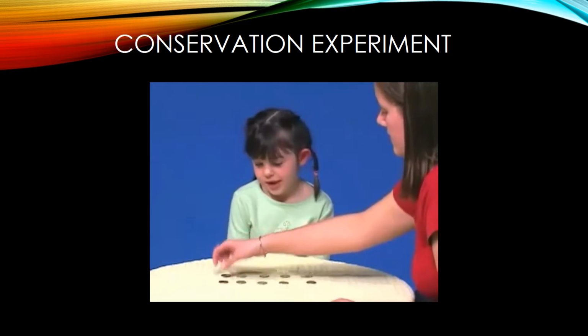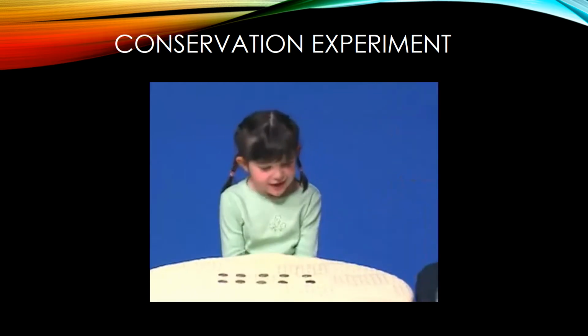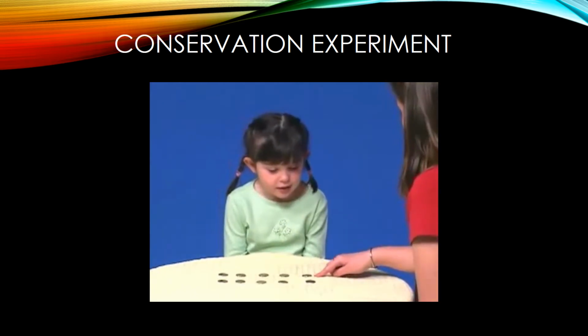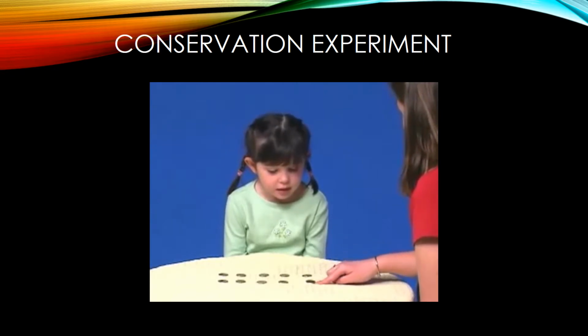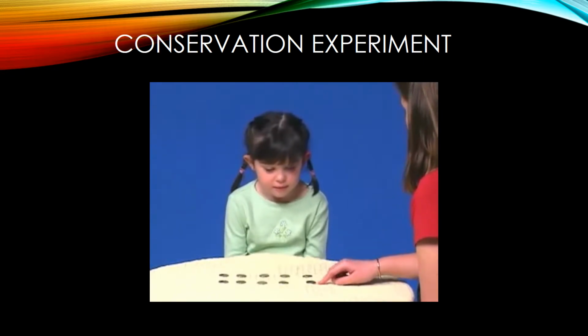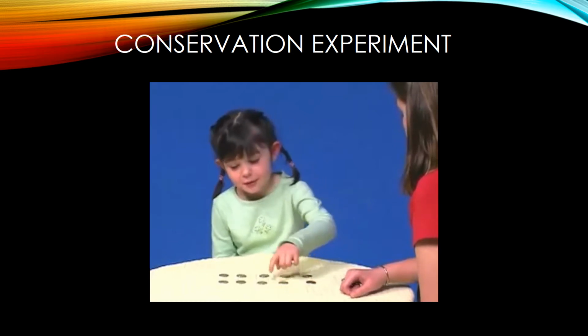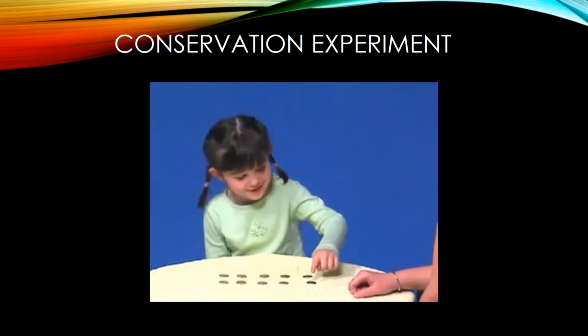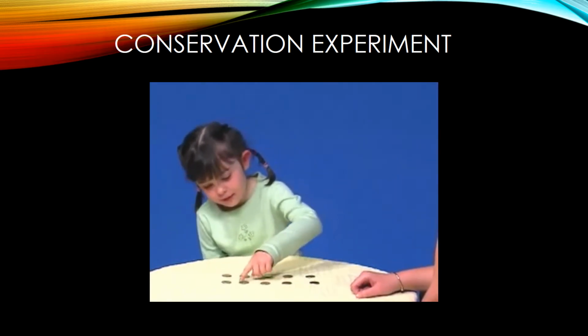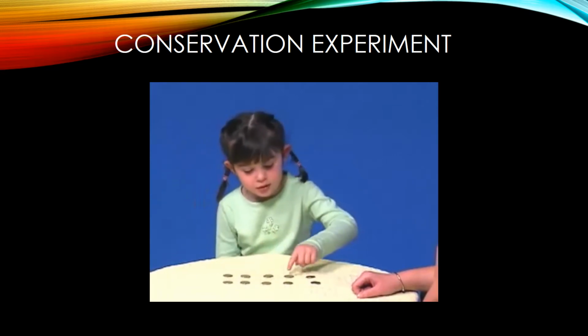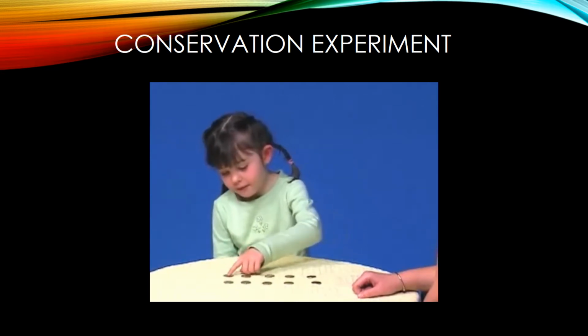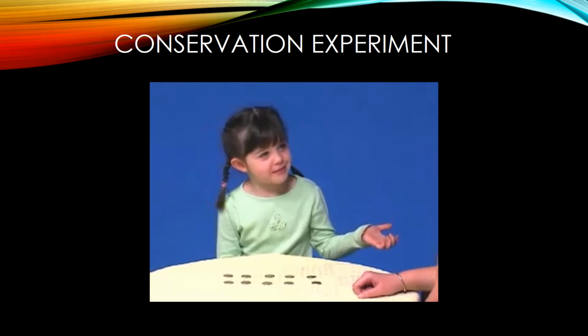Okay. Does this row have more quarters? Does this row have more quarters, or do they have the same? 1, 2, 3. Wait. 1, 2, 3, 4, 5. 1, 2, 3, 4, 5. They're both the same. They're the same? 5, 5. Okay.